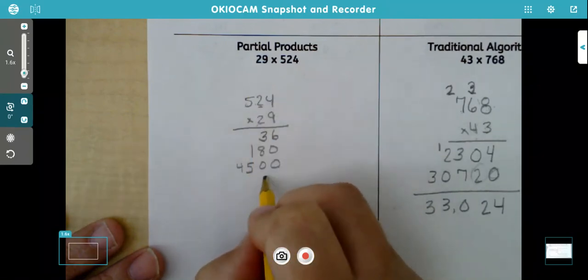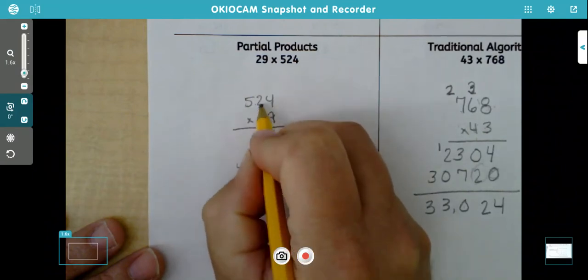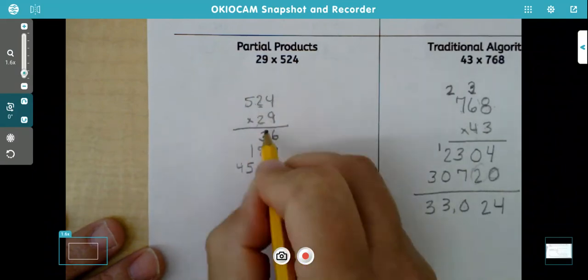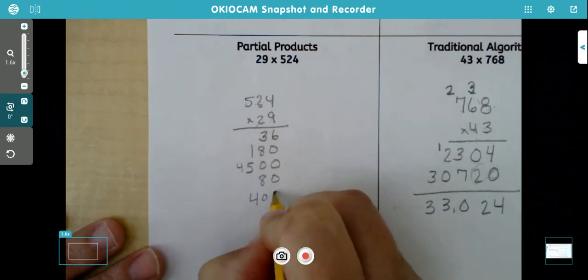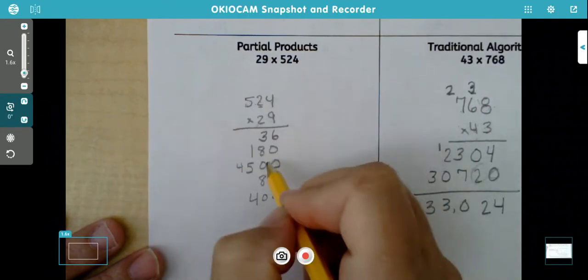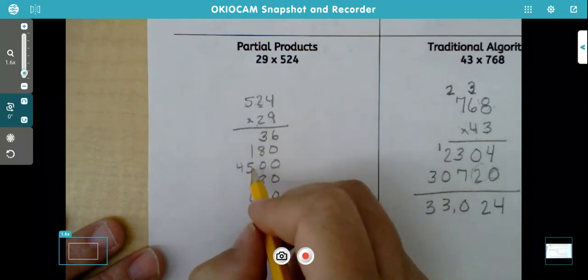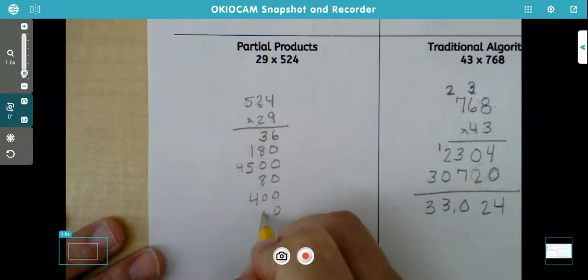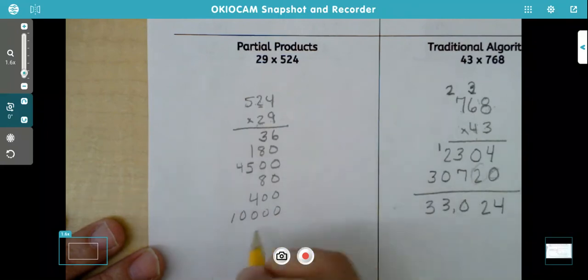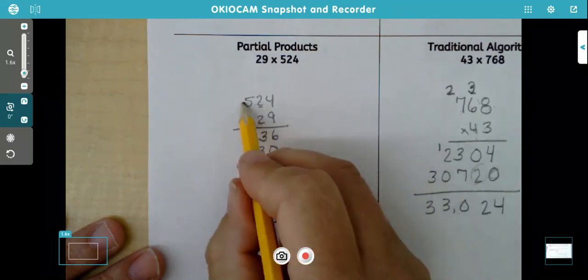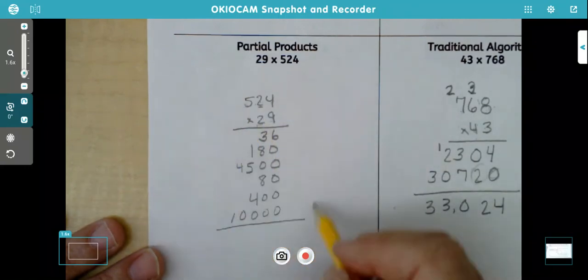20 times 4 is 80. 20 times 40. 2 times 2 is 4. And then there'd be 2 zeros, so that'd be 400. And this is 20 times 500. So 1, 2, 3. That's 10 followed by 3 zeros. Okay. And then we add these all up.